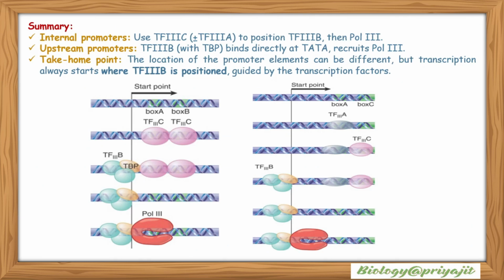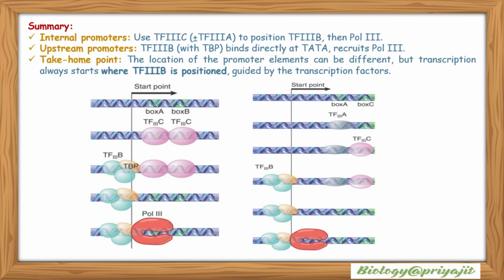So what is the summary? Use TFIIIC plus or minus TFIIIA to position TFIIIB, then Pol III. For an upstream promoter, TFIIIB with TBP binds directly at the TATA box and recruits Pol III. Take-home point: the location of the promoter elements can be different, but transcription always starts where TFIIIB is positioned, guided by the transcription factors.